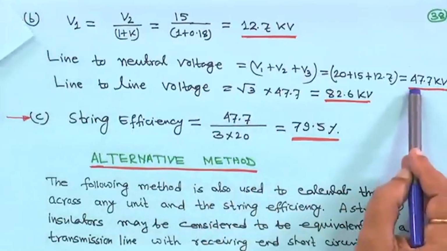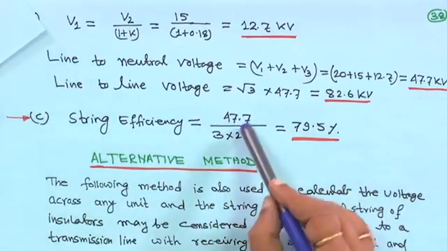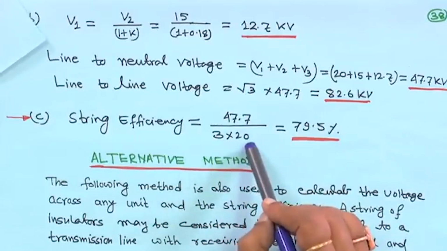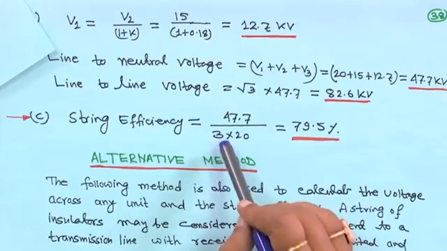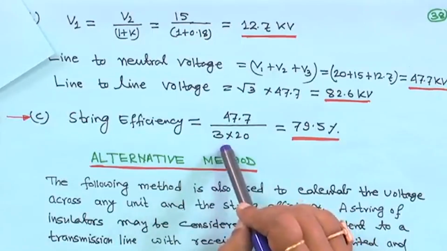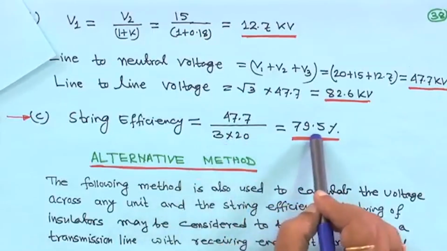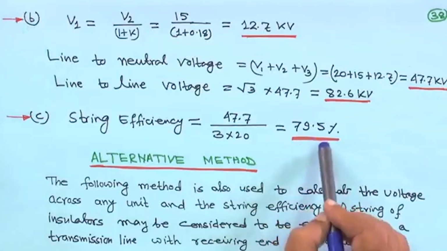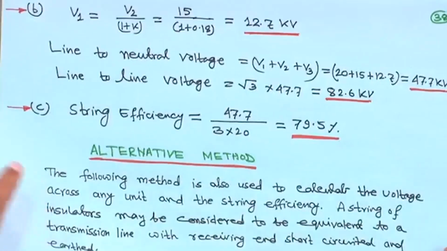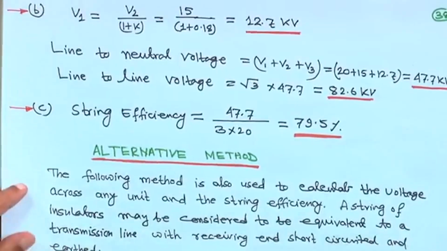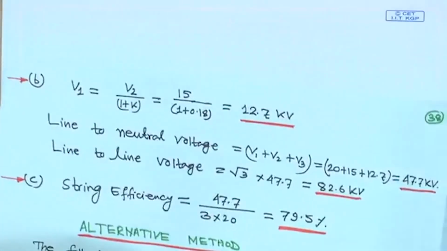So, line to neutral voltage is 47.7 divided by 3 into 20, because the lowest unit voltage is 20 kV and there are 3 discs, 3 units. So, 3 into 20. So, it will come around 79.5%. So, this is the string efficiency, right.